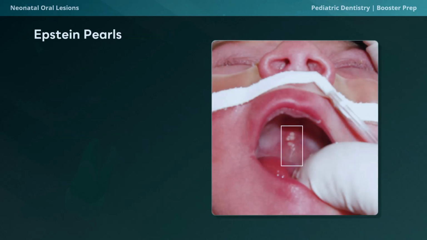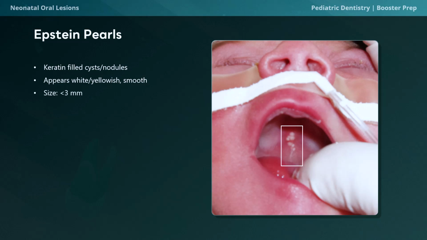First, let's jump into Epstein pearls. These are considered a common condition and occur in up to 75 to 85% of all newborns. These are small keratin-filled cysts that clinically appear as whitish or yellow in color and are smooth. Typically, the size is less than 3 millimeters in diameter, and it's located at the median palatal raphe or at the junction of the hard and soft palate. The location is typically at this median palatal raphe, so that's really important to know for the boards exam.